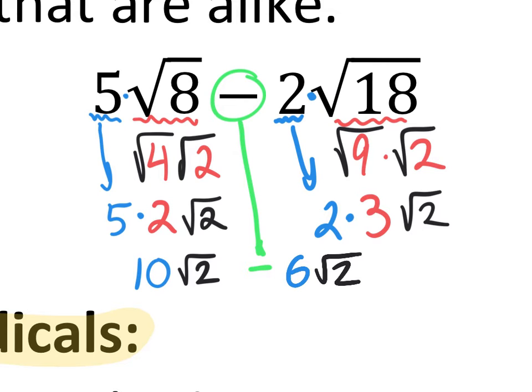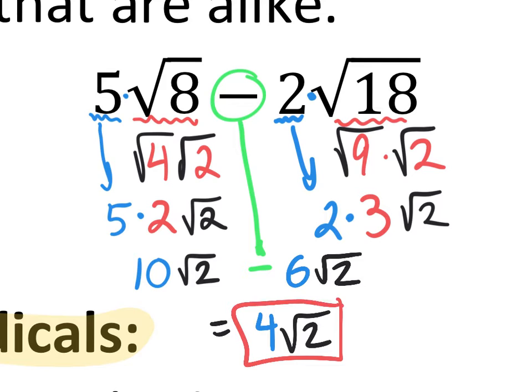And now that I've simplified both, now I have the same radical, square roots of 2, and now I could actually combine those. So 10 take away 6, final answer will be 4 of those square roots of 2. Ta-da!